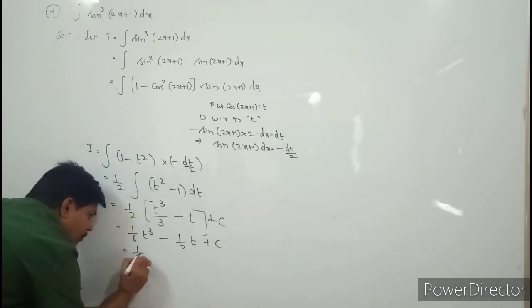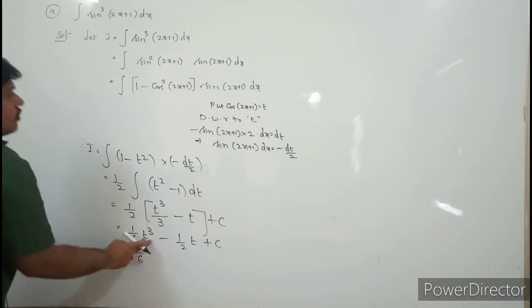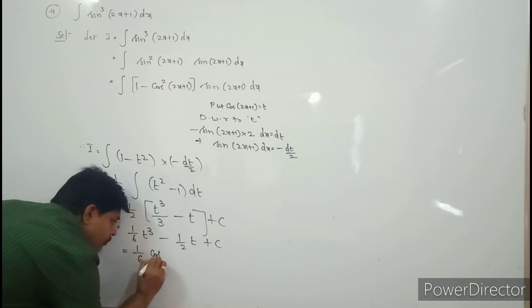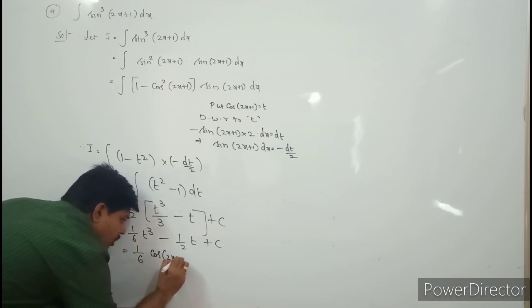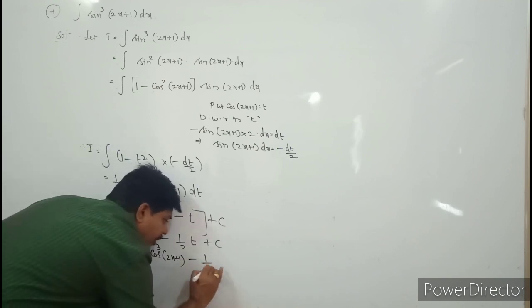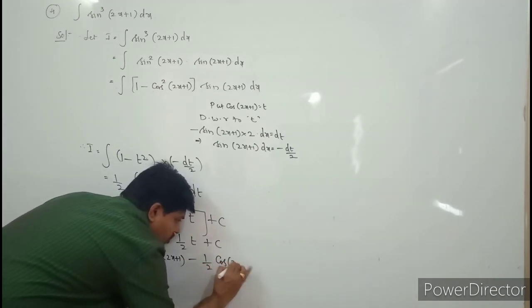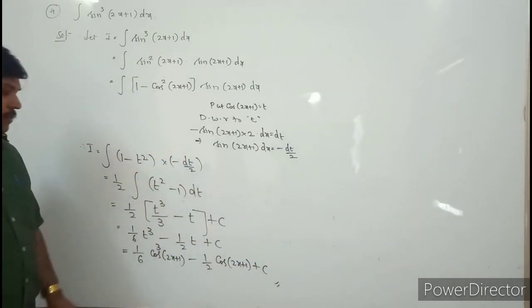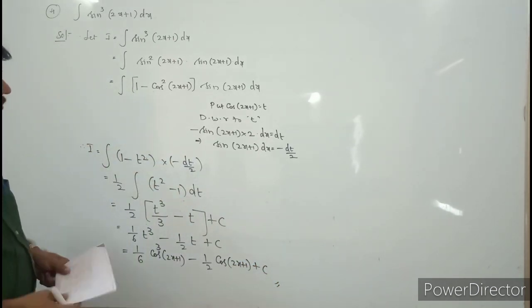So that is equal to 1 by 6 into t value. What is the t value? It is cos of 2x plus 1. Cos of 2x plus 1 whole cube minus 1 by 2 into cos of 2x plus 1 plus c. So see that, students, once again that question.